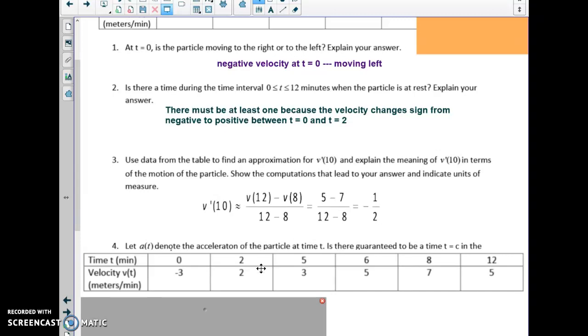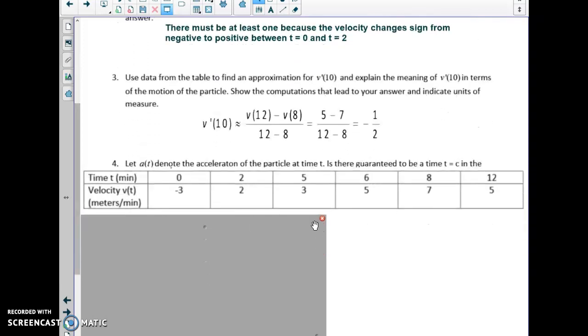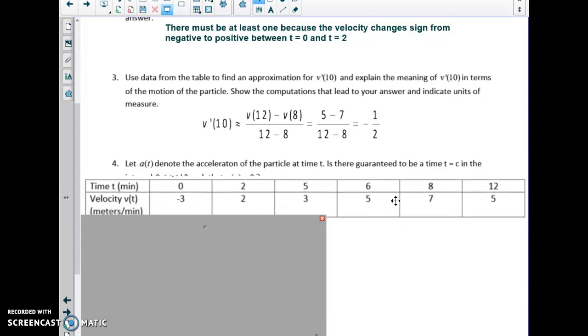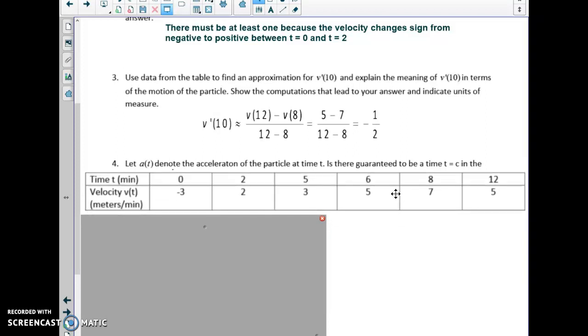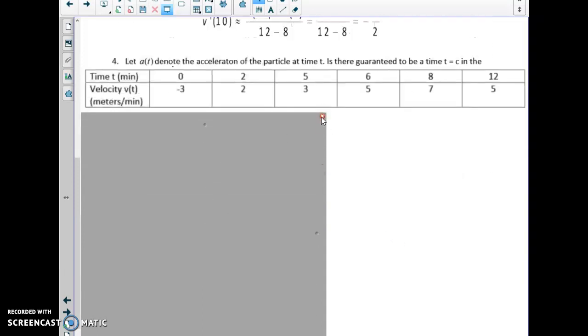Number 4 says that A denotes the acceleration, and then it asks, is there guaranteed to be a time c in the interval that a of c equals 0? So we want to know, is there a time when the acceleration is 0? It's a little bit of a trickier question to come up with.